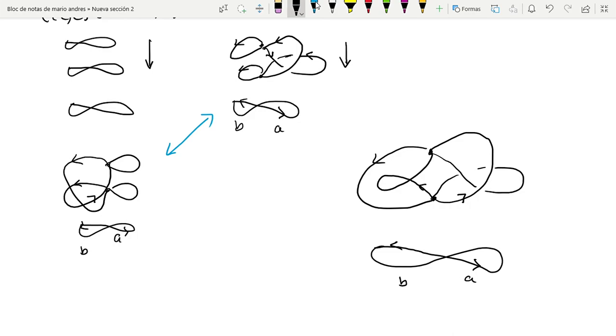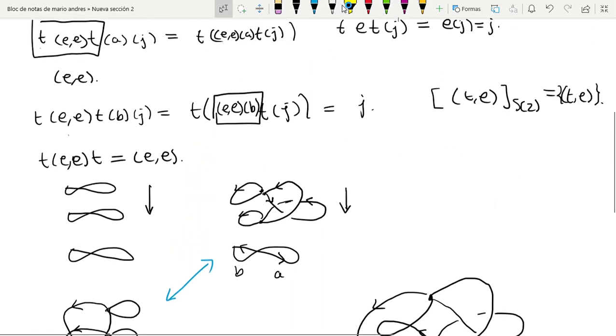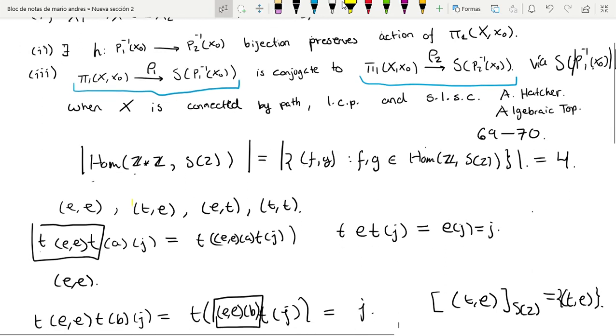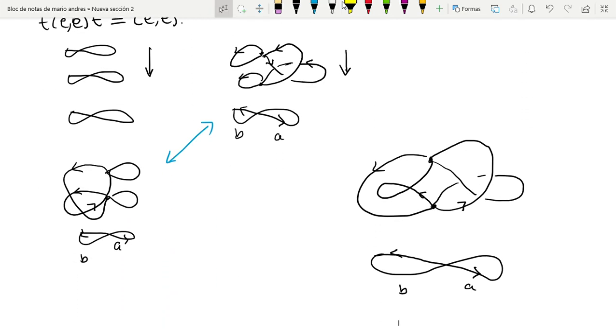Okay, so what only remains is to prove that the ones that are pointed to each other with the blue arrows are not isomorphic, are not the same, right? For that we use the second part of the affirmation, right? We are going to see that there are no bijections that preserve the action of the fundamental group. So we are going to consider the only two bijections that we have.